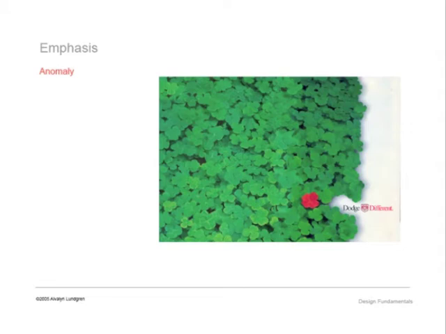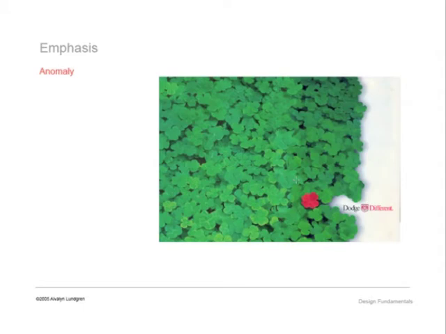And in this magazine spread, this ad for Dodge, obviously the dominant is the green and the clover shapes, and the emphasis is the red clover, which is about as different in color from green as you can get. And it also has 4 leaves instead of 3, and therefore the idea of Dodge being different from the competition and standing out from the crowd is iterated in the idea of dominance of shape and color versus emphasis of shape and color.